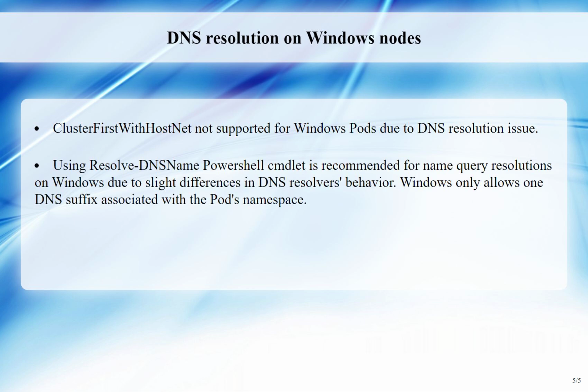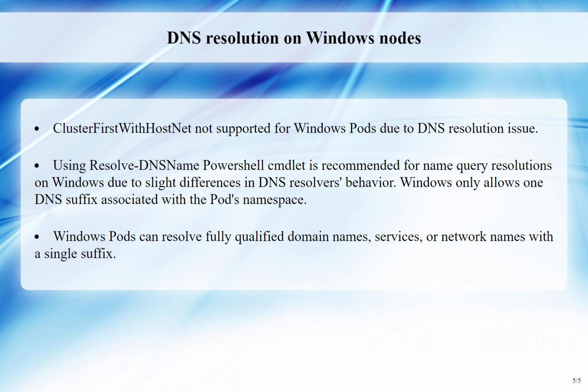On Windows, DNS resolvers have slight differences in behavior, so using the Resolve-DNSName PowerShell cmdlet is recommended for name query resolutions. Windows allows only one DNS suffix, which is the suffix associated with the pod's namespace. Windows pods can resolve FQDNs, services, or network names using this single suffix. Partially qualified names cannot be resolved within a Windows pod.